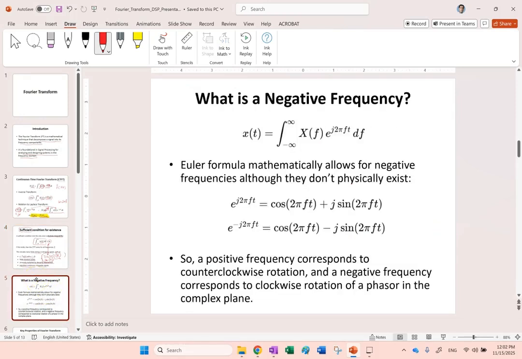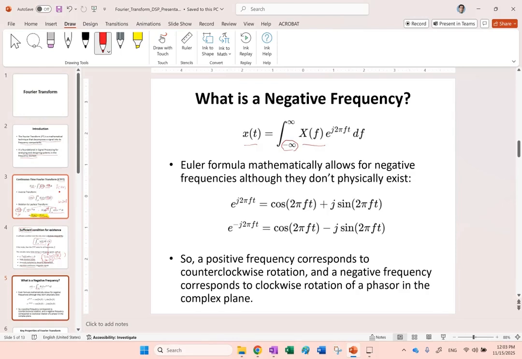But before we go there, I want to talk about something that might be a question for you. You say, well, look here. When I go from the frequency domain to the time domain, look at the inverse of the Fourier transform. I'm integrating over what? Over negative frequencies. Here, f could be negative.